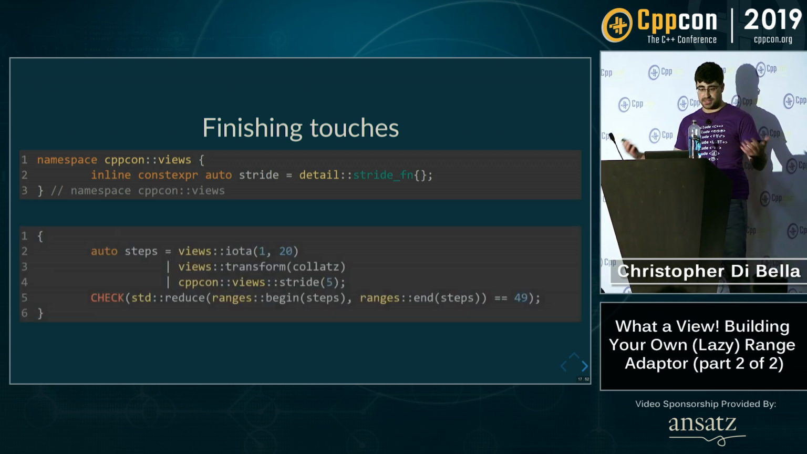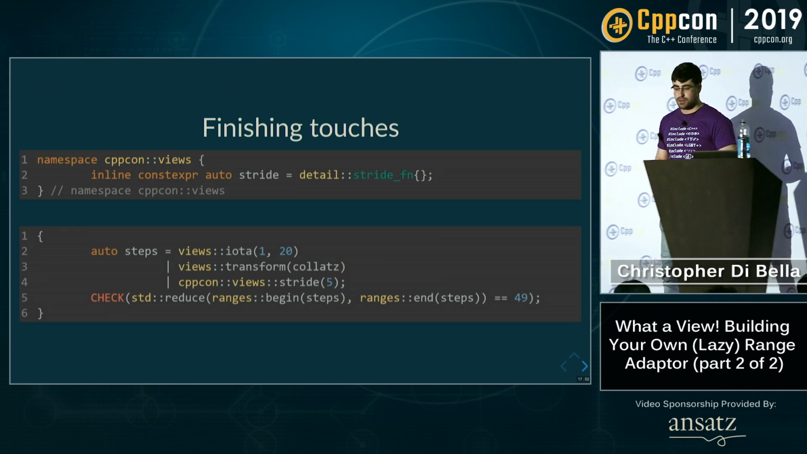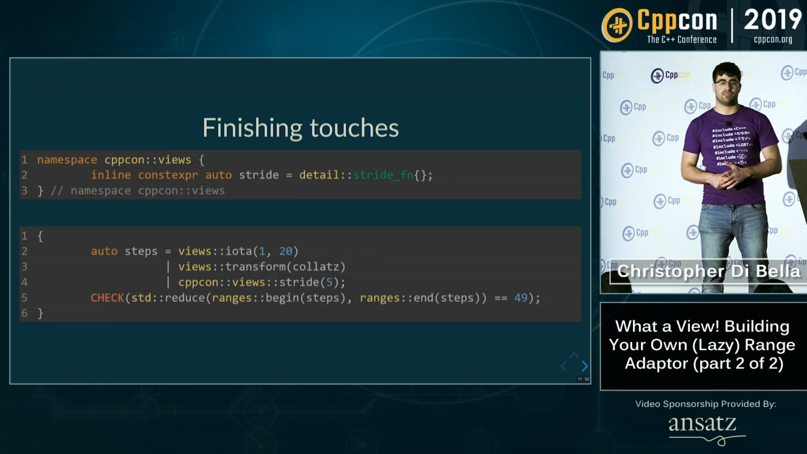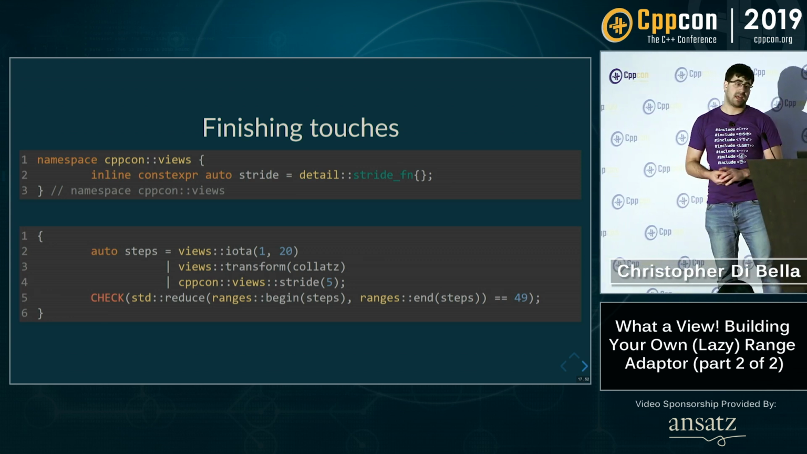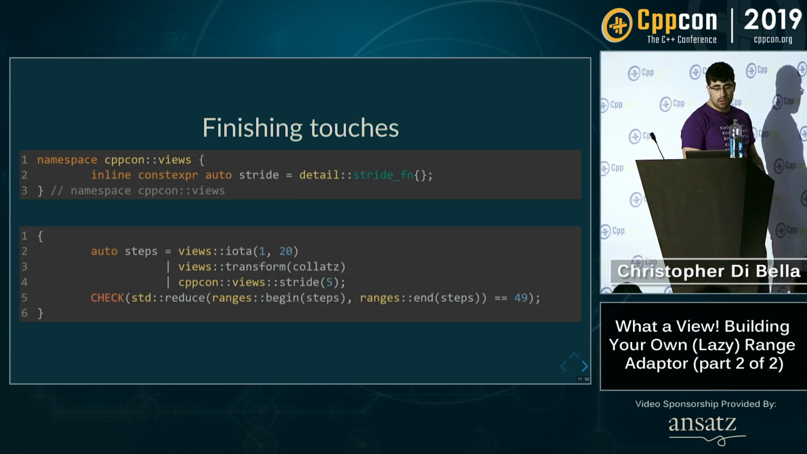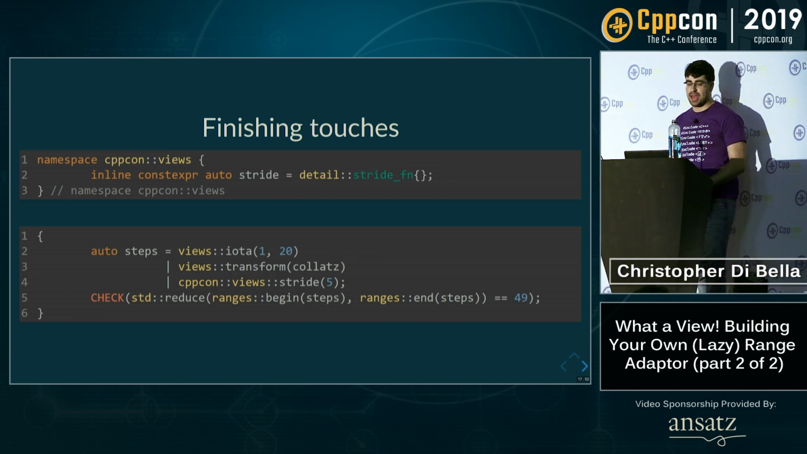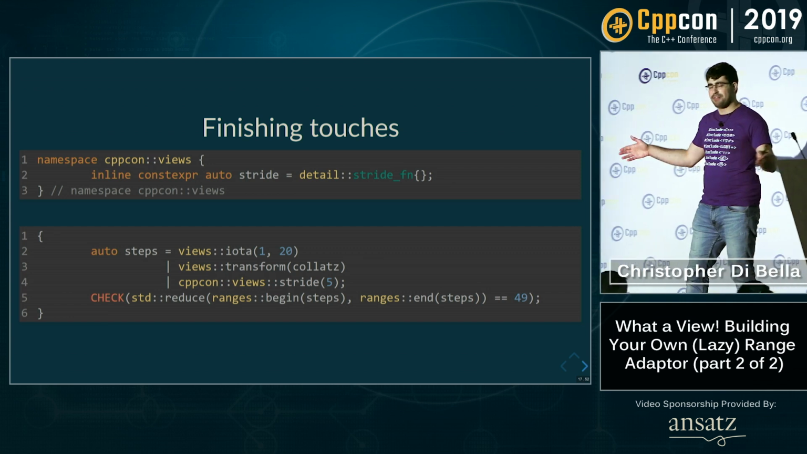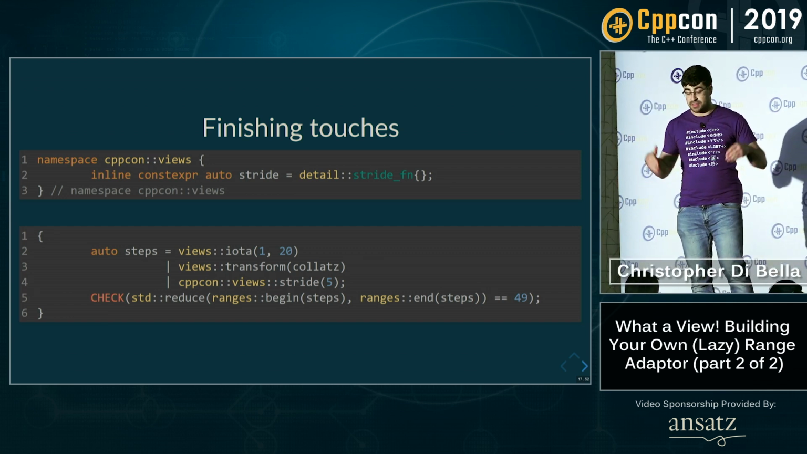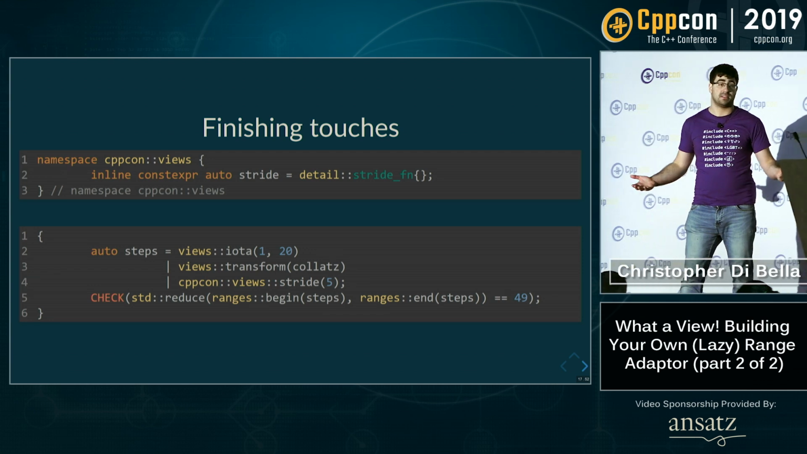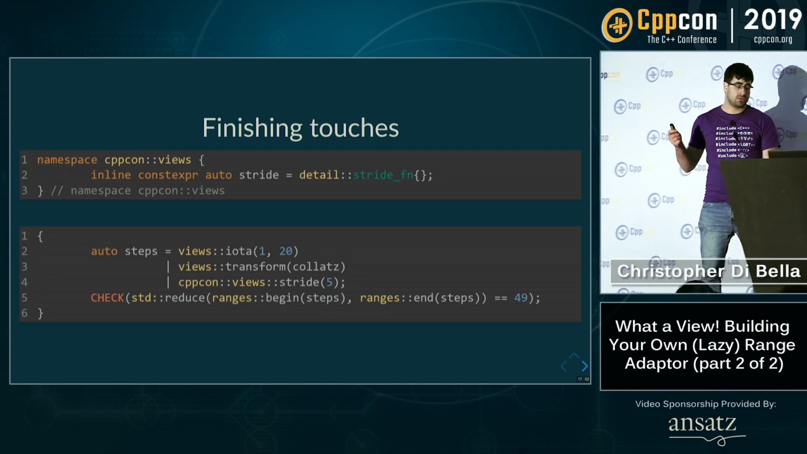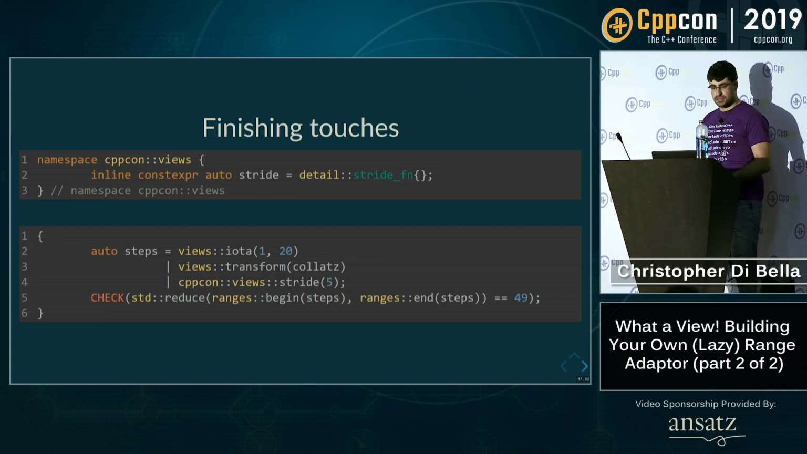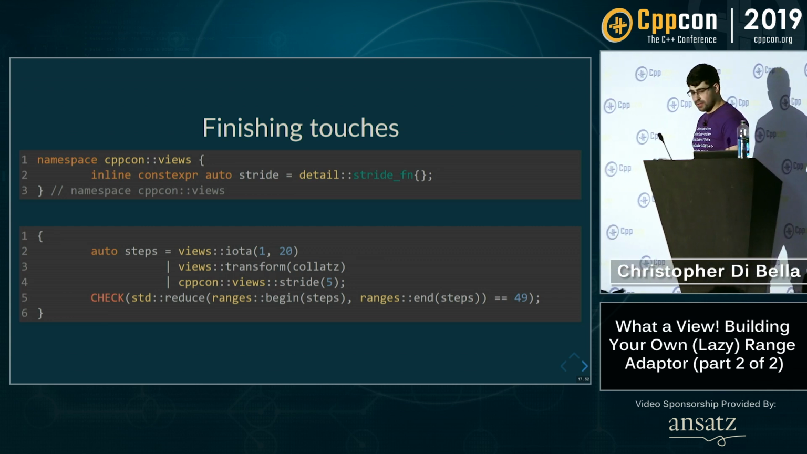It's used as such. So what we can do is we can take an iota view, then we can transform it so that way we get the result of the Collatz conjecture, and only consider every fifth element. And then what we're going to do is we're going to reduce that, and because it's a common range, it satisfies everything that reduce requires, because reduce doesn't have a sentinel-based overload. And we check that the result is correct. And that is our range adapter for stride.